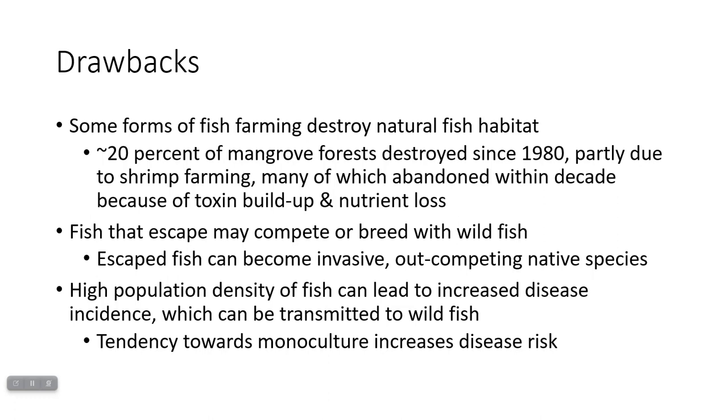As with anything, there are drawbacks to aquaculture. So, depending on where you put your aquaculture establishment, if you're using up native habitats or destroying ecosystems, then that can destroy fish habitats. For example, shrimp farming, tropical shrimp farming especially, has led to the destruction of about 20% of the mangrove forests. And mangrove forests are very important ecosystems.